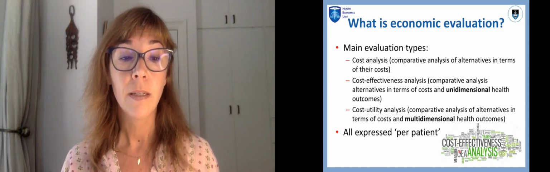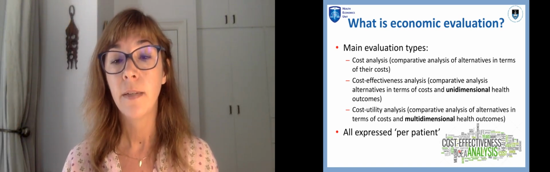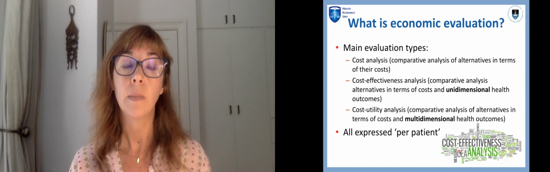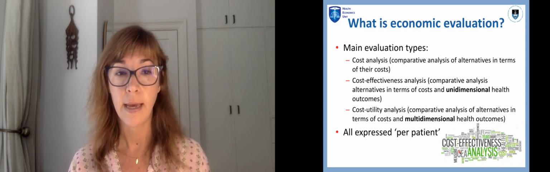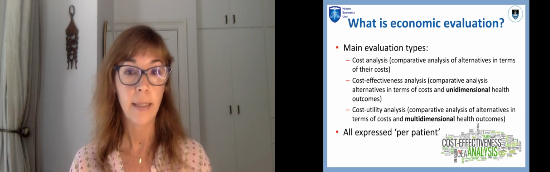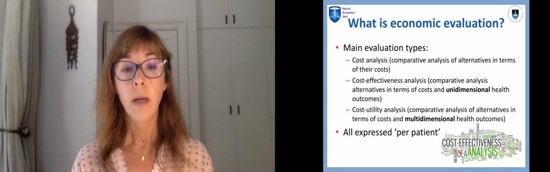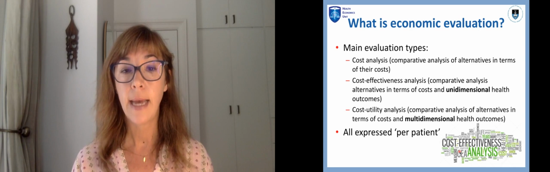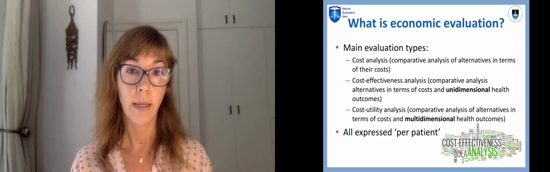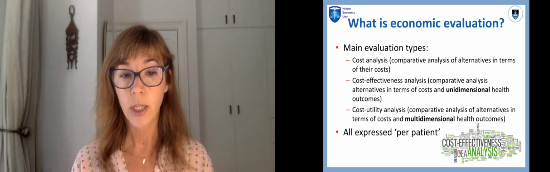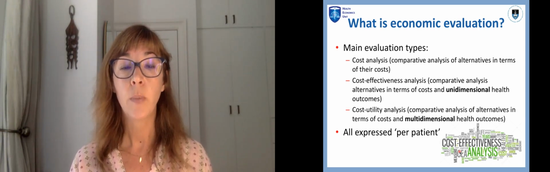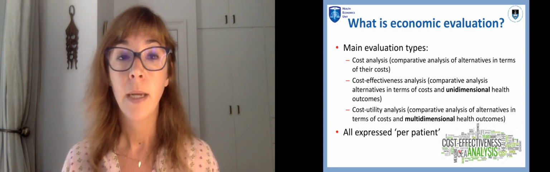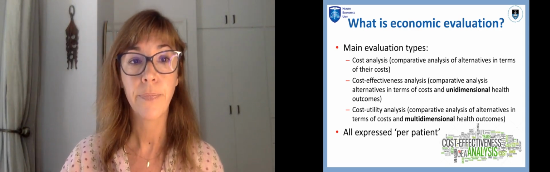The third type is cost utility analysis, which is the comparative analysis of alternatives in terms of costs and multi-dimensional health outcomes. So you can see that the main differences here between the three are that firstly, cost analysis does not look at health outcomes at all. Cost effectiveness analysis looks at unidimensional health outcomes, and cost utility analysis looks at multi-dimensional health outcomes. But irrespective of which evaluation type, all of the results are expressed on a per patient basis, where that needs to be defined for the particular evaluation, but it's on a per patient basis.